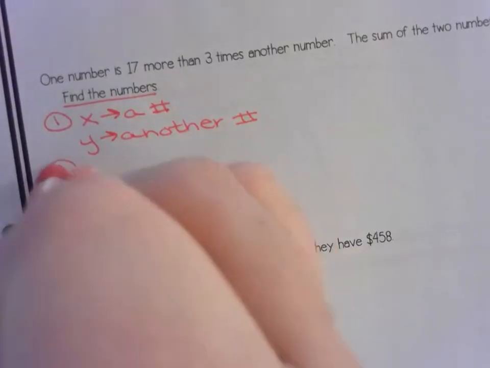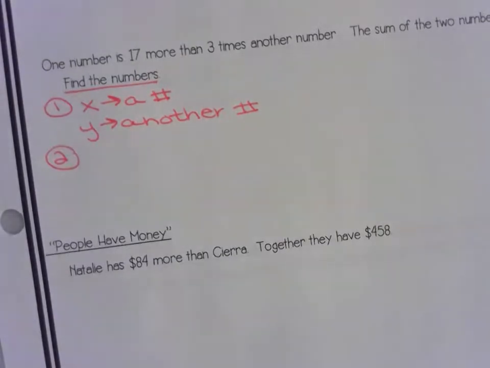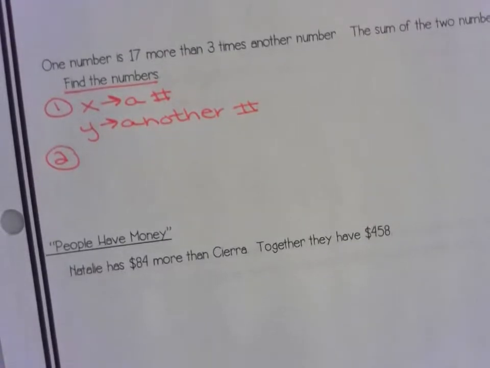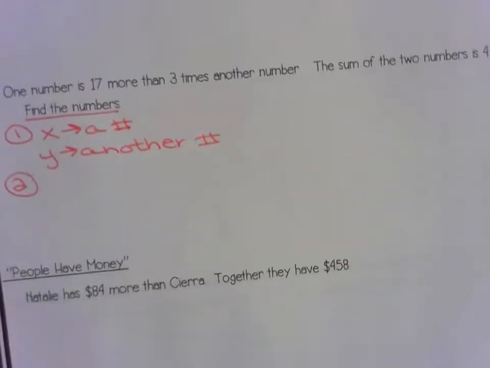Step 2, set up your equations. So read through, try to pull out information that is going to tell you what my equations will look like. Now, first thing I look for is the word is or was or is the same as, because that means an equal sign. So as I read this first sentence, one number is 17 more than 3 times another number.